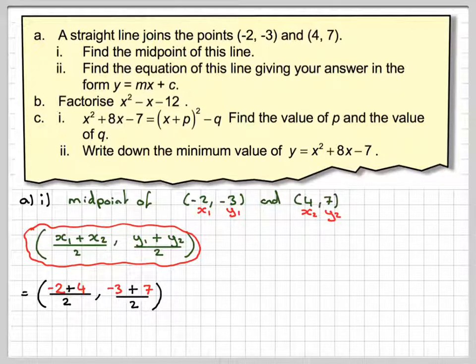So we're going to have -2 plus 4 gives me 2 over 2, which is 1. -3 plus 7 over 2 gives me 4 divided by 2, which is 2. So the midpoint is (1, 2).